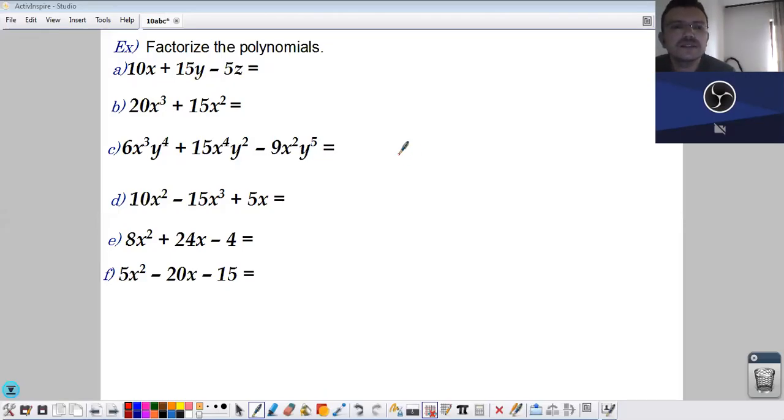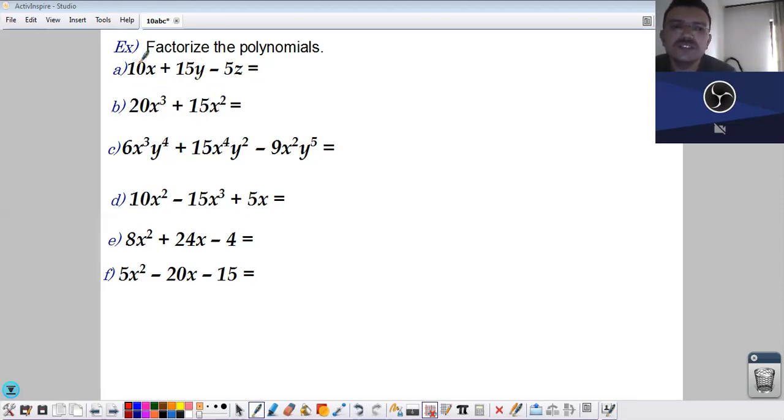Okay, this is the first part of the exam, which is most basic factoring methods. Factorize the polynomials. So there are four basic factoring methods. The first one is the common factor idea.